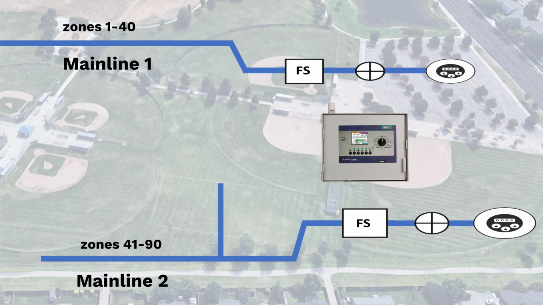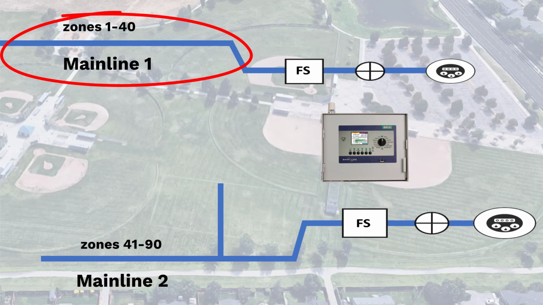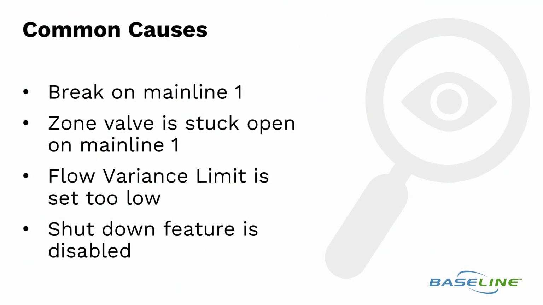On this site, zones 13, 17, and 39 are in Mainline 1. Mainline 2 is not affected. A common cause for mainline high flow variance could be a broken mainline. It could also be a zone valve on Mainline 1 that's stuck open and creating a high flow situation. It might be that the flow variance limit is set too low, or the flow variance shutdown feature is disabled.